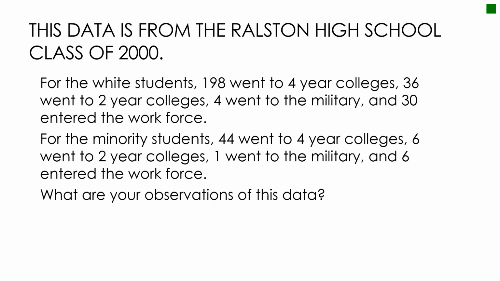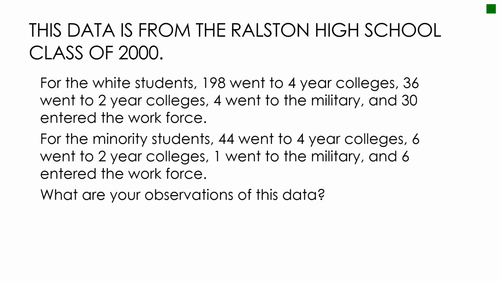So for the white students, it's a primarily white high school that I used to teach for. For the white students, 198 went to four-year colleges, 36 went to two-year colleges, and 4 went to the military. 30 entered the workforce. For the minority students, 44 went to four-year colleges, 6 to two-year colleges, 1 went to the military, and 6 entered the workforce. So how can we make some observations of this data?